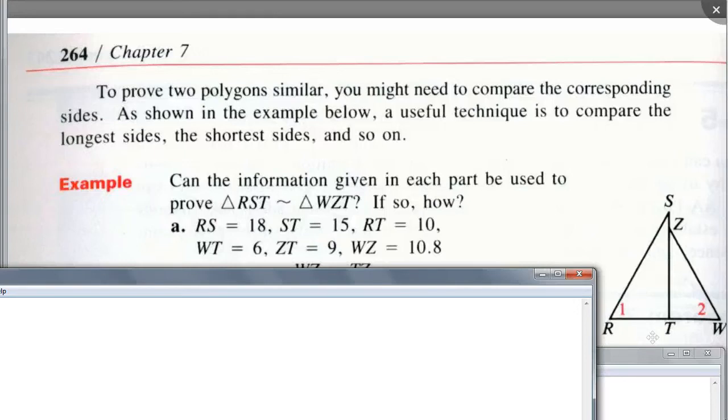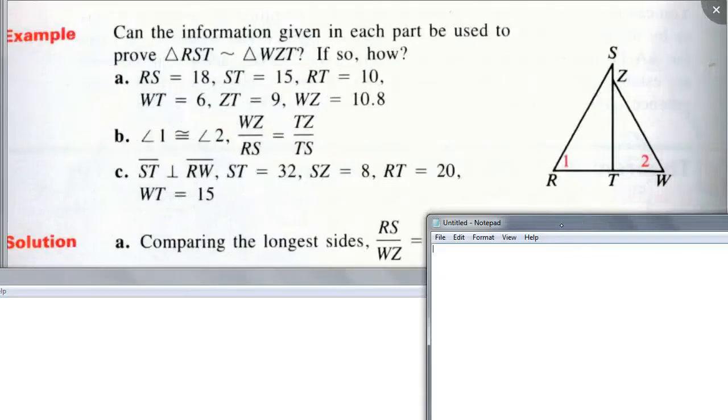ZT, and will the proportion all be the same? Will the ratio all be the same? That's what you're verifying, right? Go ahead, everybody try. See if you get the right answer. Take a look at it. So RS to WZ, as we said, these are the longest sides of these two triangles, isn't that right? So what do we get?